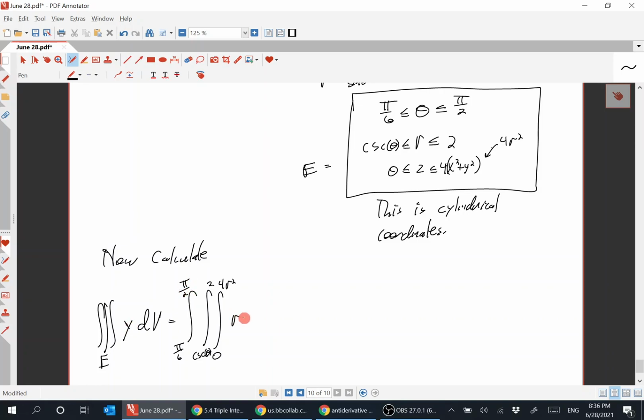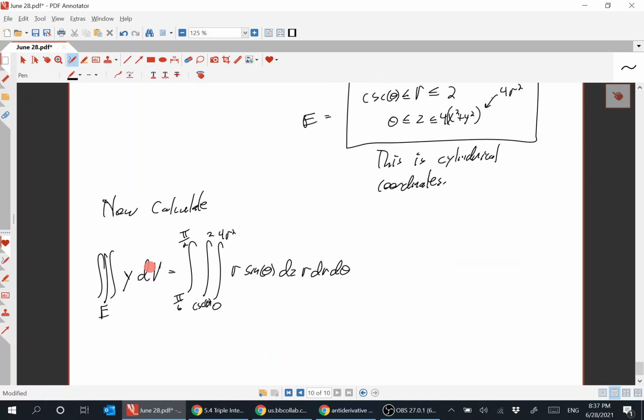Y is r cosine theta, r sine theta. And then the dv becomes dz r dr d theta. All right, so with the cylindrical coordinates, z is just z. And then the dx and the dy become r dr d theta. So antiderivative. Well, let's clean this up here. Bring the r over here.